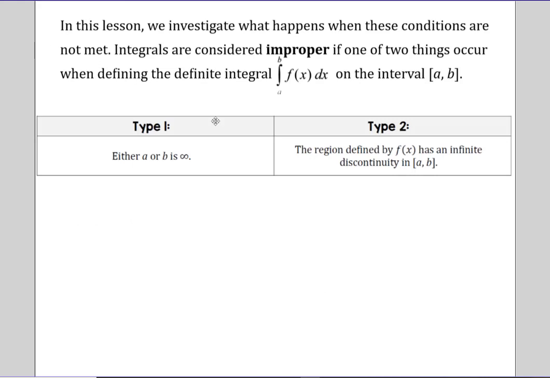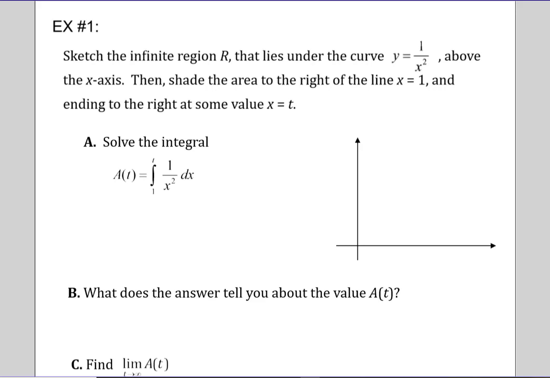First of all, there are two types. Type 1: either a or b is infinity. That would be an improper integral. Or type 2: the region defined by the function has an infinite discontinuity in that closed interval from a to b. So those are the definitions of improper.